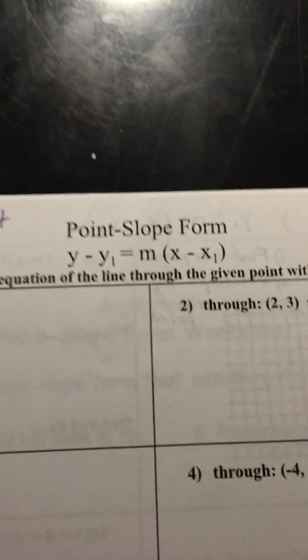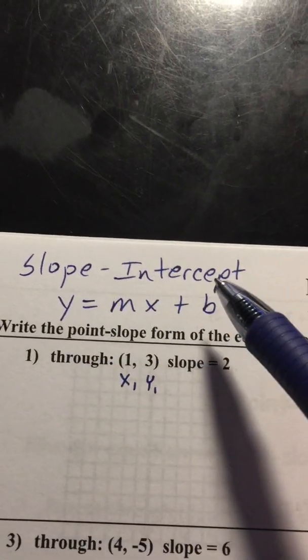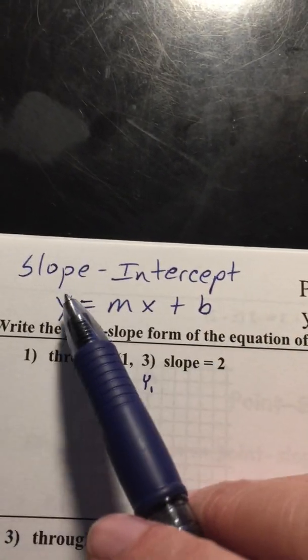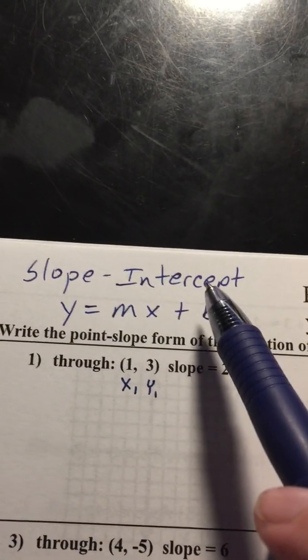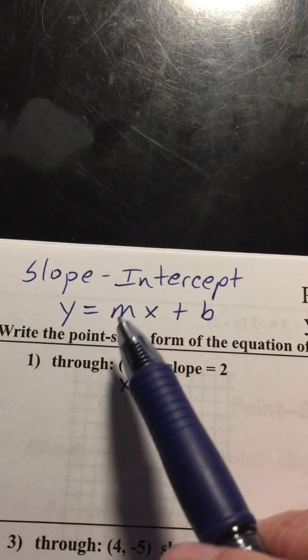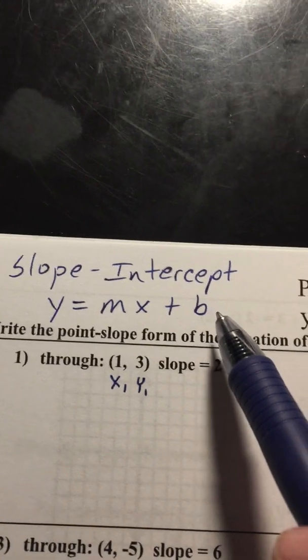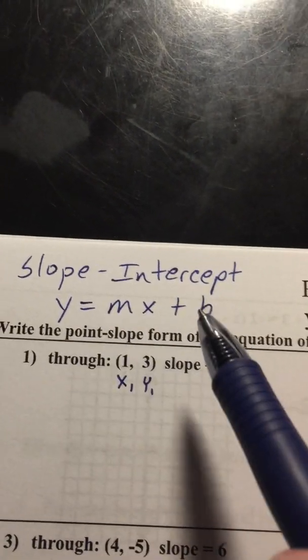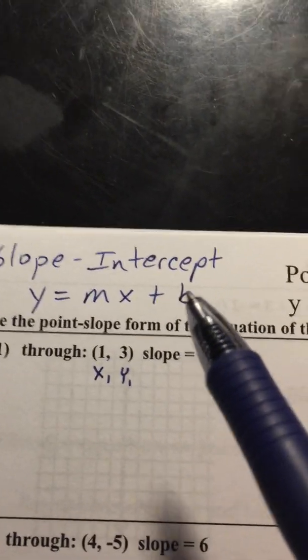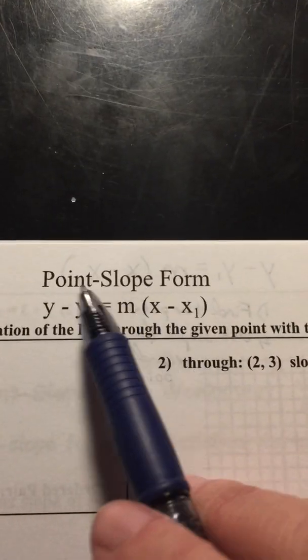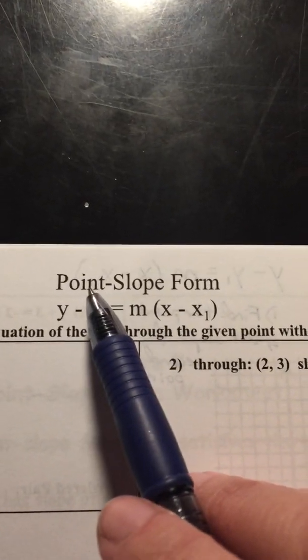Today we're going to talk about the point-slope form of an equation. Now mostly we've been doing slope-intercept form. Slope-intercept is when you know the slope and you know the y-intercept. And if you were writing that equation, you would just drop in the slope number here in front of the x, and you would drop in the y-intercept number on the end, and that would give you the equation of that line.